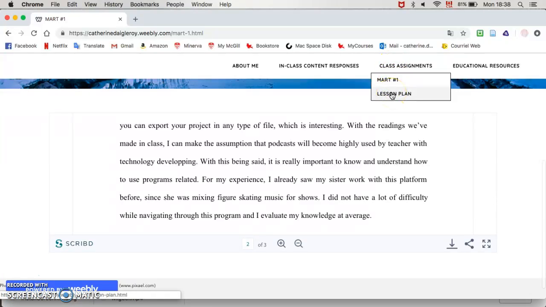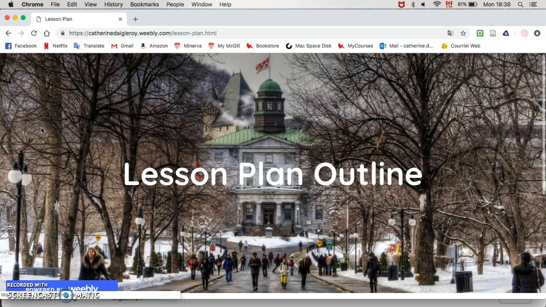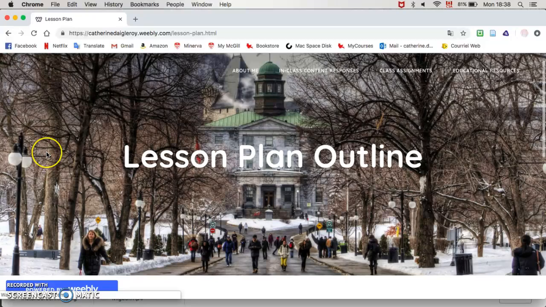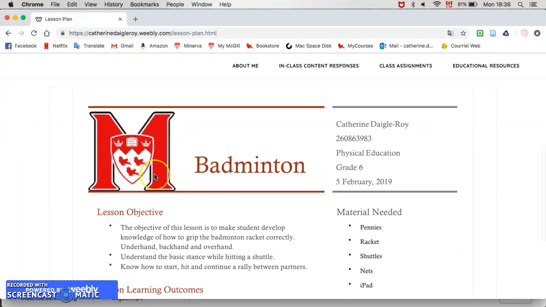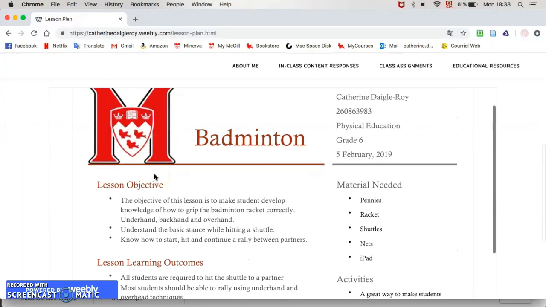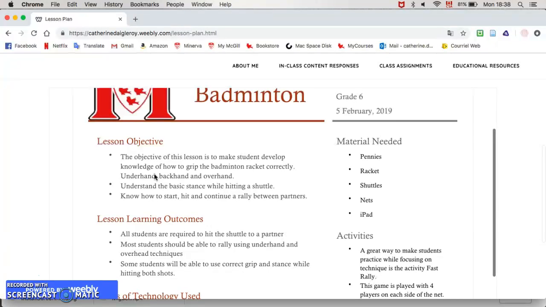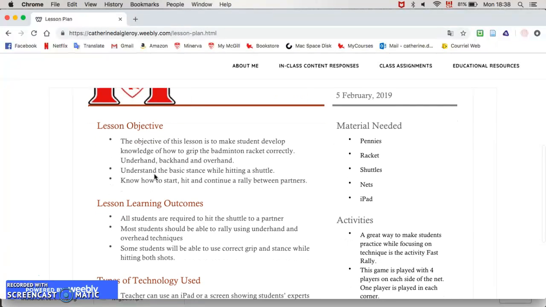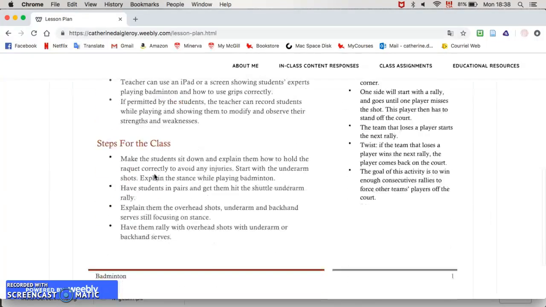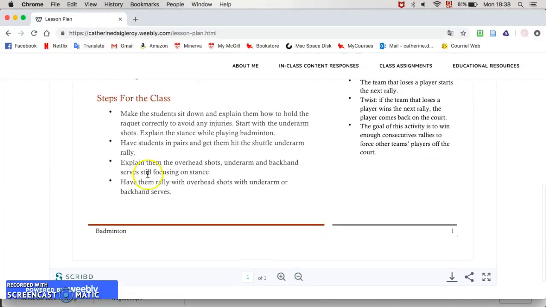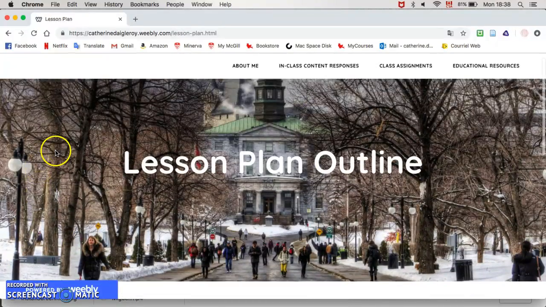Then the second assignment that I put up in class assignments is the lesson plan. In class last week we had to do a lesson plan outline, which would practice us for our real lesson plan. I decided to do my lesson plan on badminton. So here it is: the lesson plan, lesson objectives, lesson learning outcomes, materials needed, activities, types of technology used, and steps for the class. So here's my lesson plan.